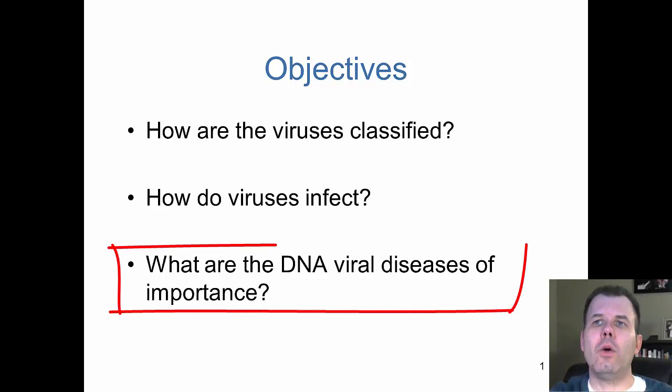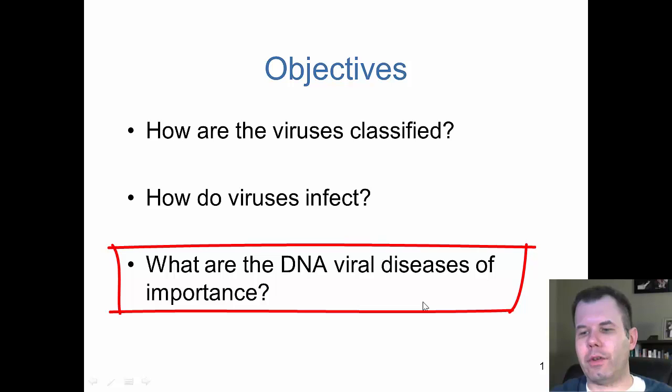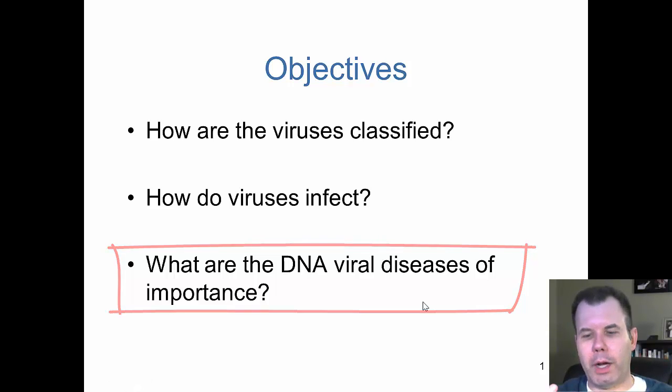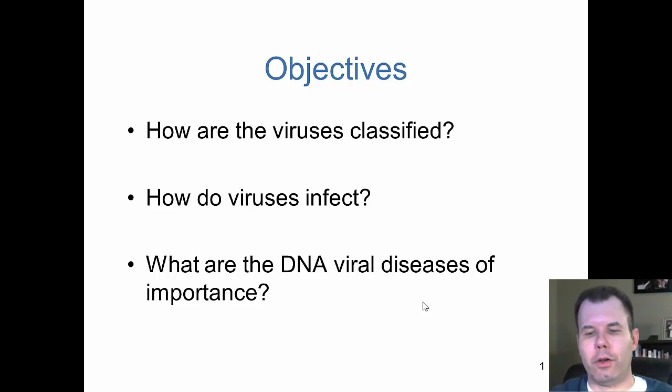And then finally, we'll look at some of the DNA viral diseases. I've already mentioned a few. Another one we'll be discussing that I didn't mention was smallpox or the pox viruses, herpes viruses, lots of herpes viruses, hepatitis B, papilloma viruses, and then finally finishing up with the parvovirus today. And so those are some of the different diseases that we'll be discussing.